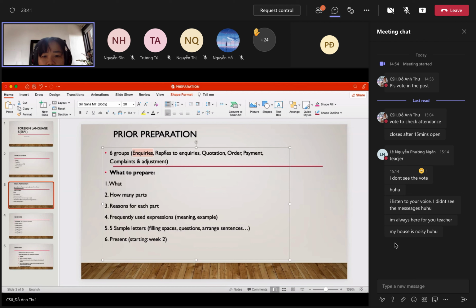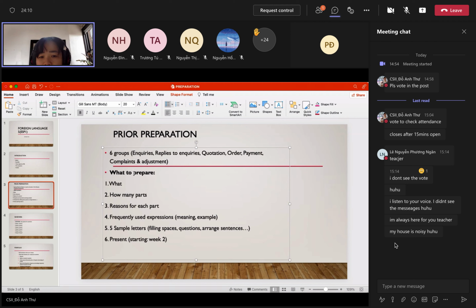And next, replies to inquiries for the second group. The third group would be about quotation. Number 4 is work order, 5 is payment, and the last one is complaints and adjustment. For the first group's inquiries or replies to inquiries, the letters are quite simple. The other groups, like payment or complaints and adjustment, the issue is becoming more complicated, right?